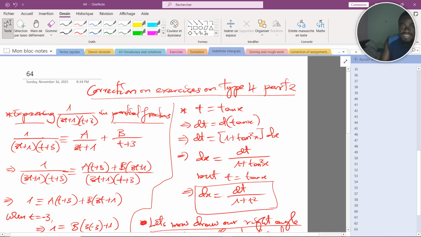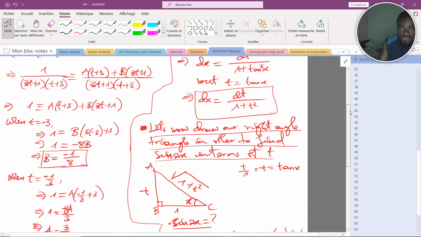This implies dt will be equal to what? d of tan x, so dt will be equal to 1 plus tan squared x dx. Then we make dx the subject. Our dx will be dt over 1 plus tan squared x. But remember, t was equal to tan x. This implies dx is equal to dt over 1 plus t squared. Is that okay? Okay, that's perfect.